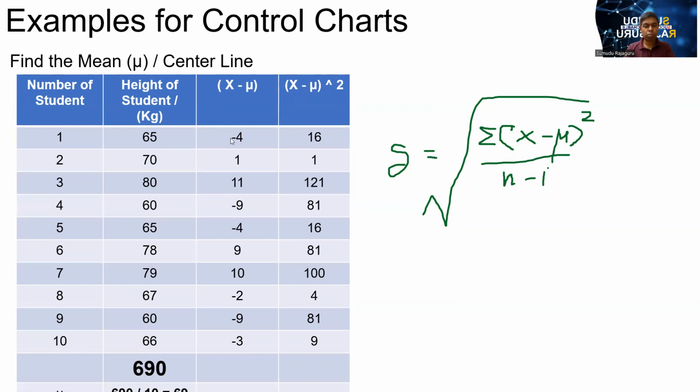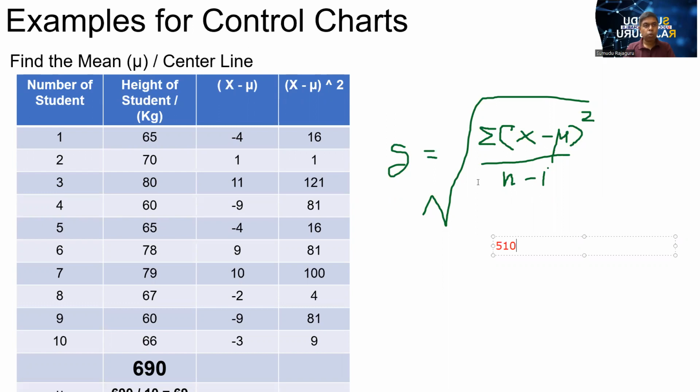So I am finding x minus mu squared. x minus mu is minus 4. When we multiply by another minus 4, that means the square, it is 16. 1 by 1 is 1. 11 by 11 is 121. 9 by 9 is 81. Minus by minus is plus. So these are the x minus mu squared terms. Now we add all these terms and take the summation. That summation is around 510 in this example.